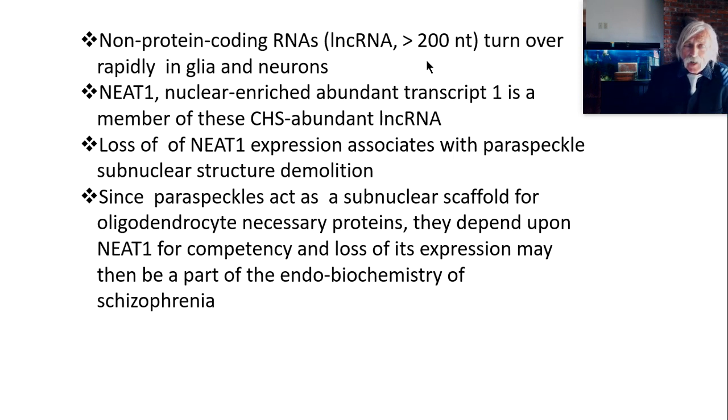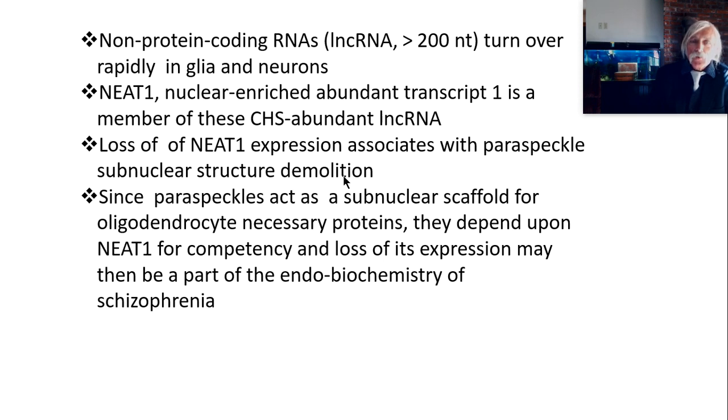For example, in the CNS, NEAT1, which is nuclear enriched abundant transcript 1, is a member of these abundant RNAs. That should be CNS, not CHS. Sorry. The loss of NEAT1 expression associates with something called the paraspeckle. Don't worry, I didn't make up the term, and I don't like it either, but there it is. It's in the neurophysiology lexicon.